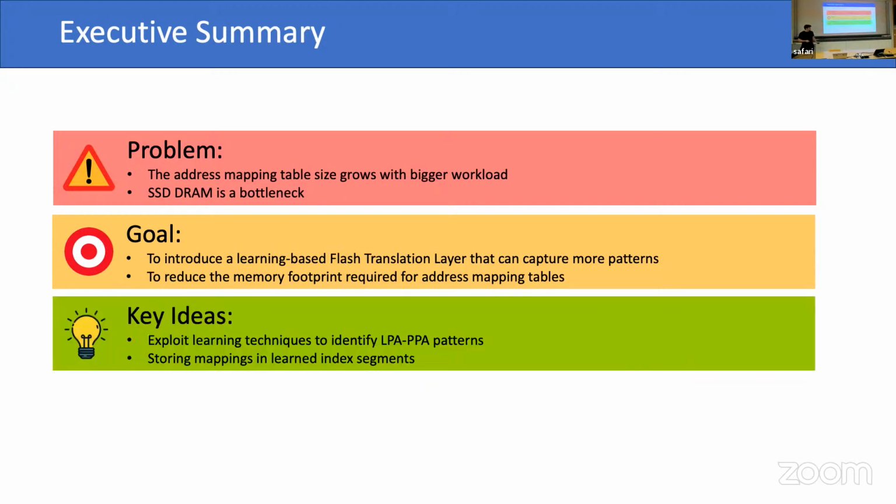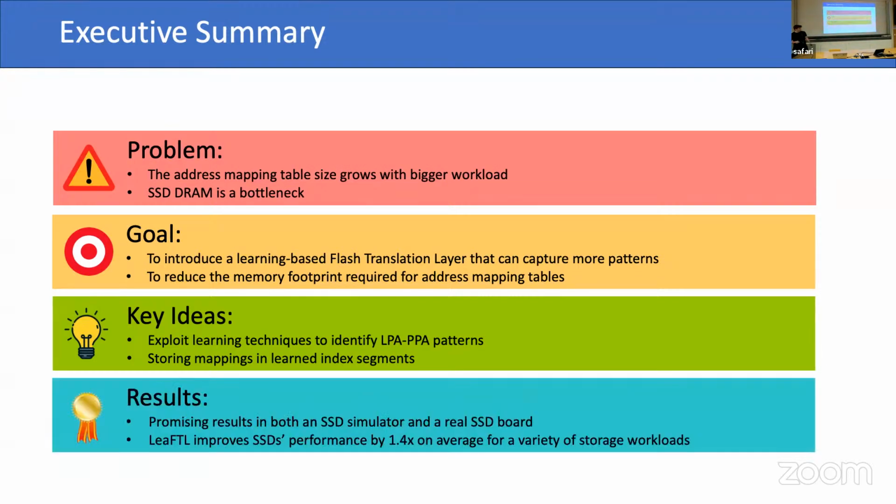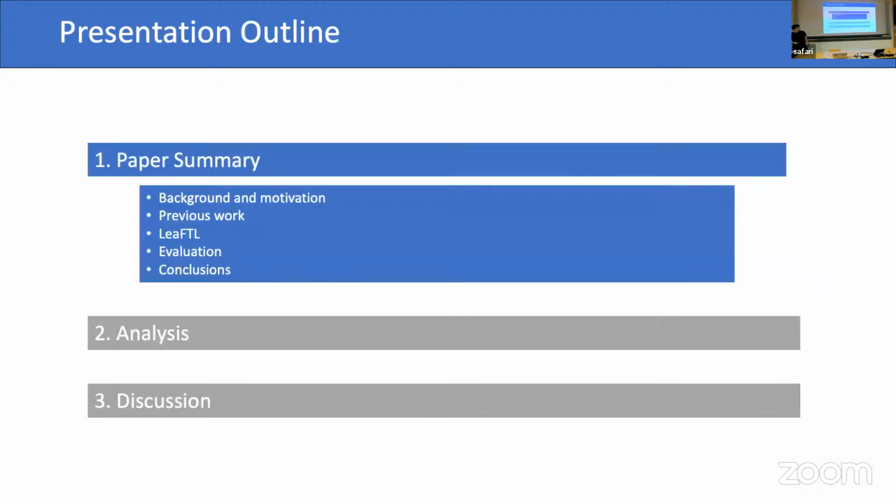The key ideas are to exploit learning techniques to identify the logical page address to physical page address translation patterns, and to store mappings in learned index segments. And then about the results, I will talk more about them later, but we have results both in simulator and physical SSDs, and a great performance gain of 1.4 on average.